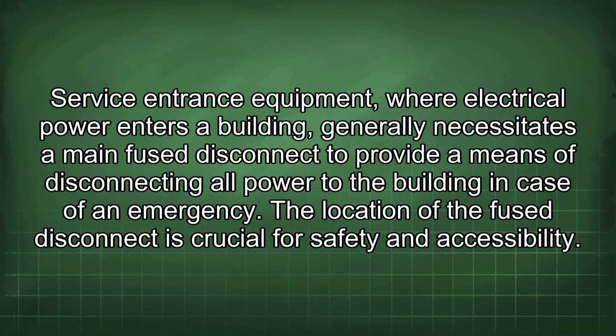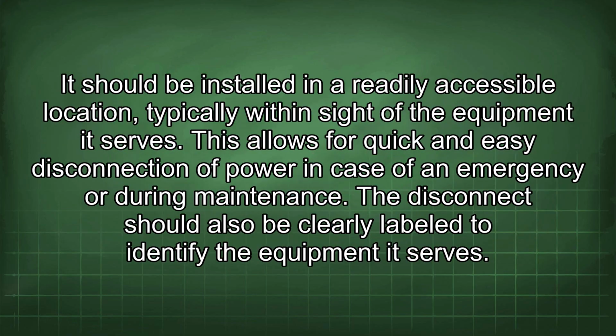The location of the fuse disconnect is crucial for safety and accessibility. It should be installed in a readily accessible location, typically within sight of the equipment it serves. This allows for quick and easy disconnection of power in case of an emergency or during maintenance. The disconnect should also be clearly labeled to identify the equipment it serves.